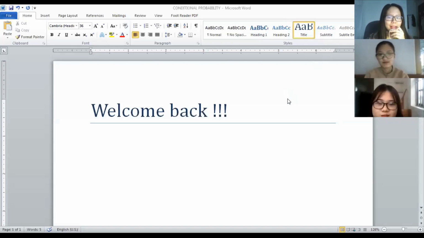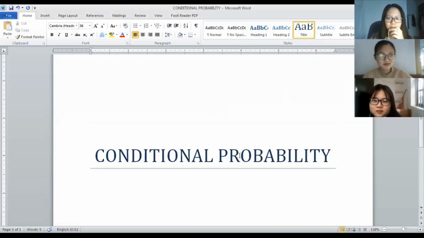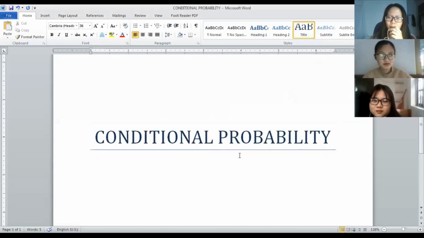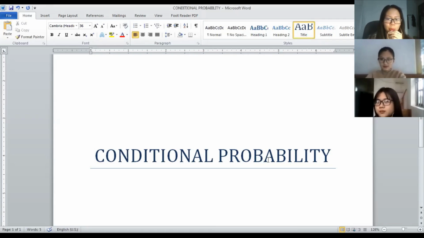So, last lesson we learned about classic probability, about how to calculate the probability of independent events. Today we move to another type of probability, which is really interesting: conditional probability. What makes conditional probability different from classic probability, and how can we calculate it? Follow this lesson, I will show you.